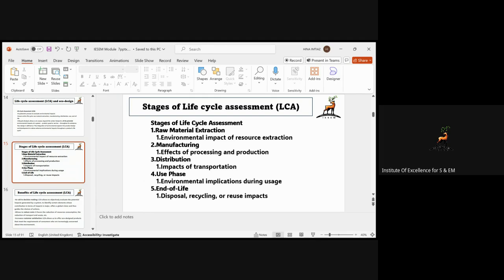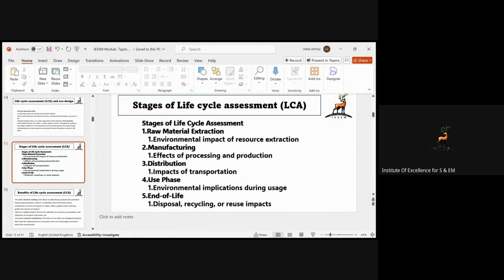So for instance, if you are an environmental engineer or an environmental inspector, you are going for inspection in any industry or factory or area. So you are going to assess the life cycle of any product. So you will go through these 5 stages. First of all, you have to check what type of raw material they are using. Either they are extracting the raw material from non-renewable resources, and what is the impact of those raw materials on the environment or on the resources.